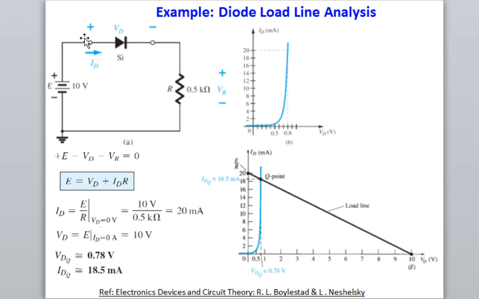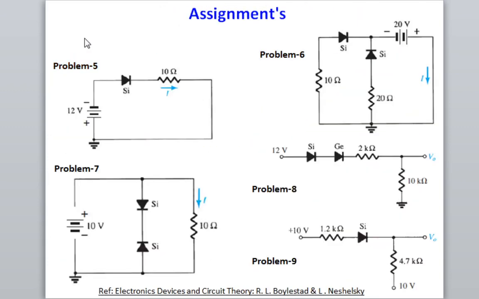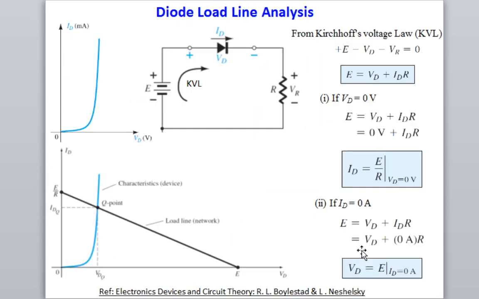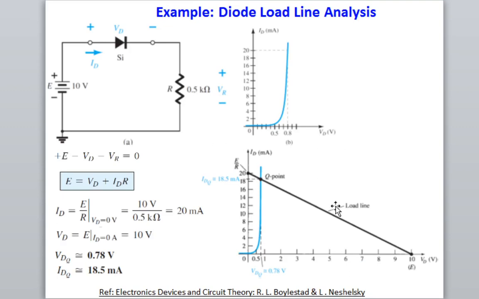Whatever calculations we did earlier to find the voltage and current, we did some calculations. But in this case, without doing any calculation, you just draw the load line and you can find out how much current is flowing across the diode and how much voltage is across the diode in the given circuit. So this is the example of a diode load line.